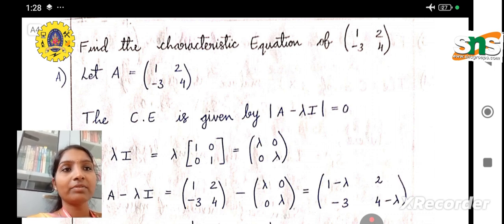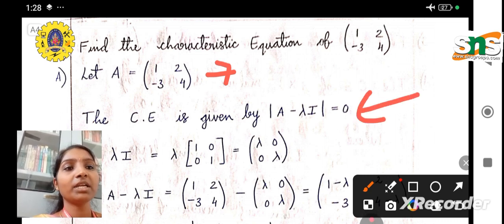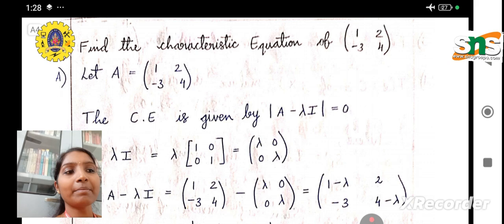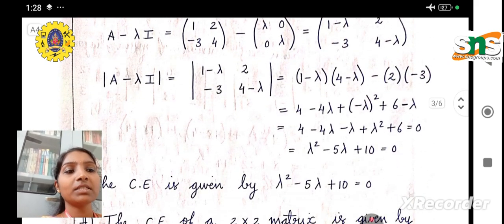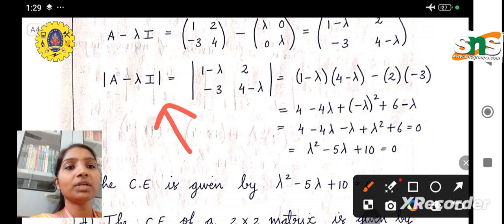To find the characteristic equation of the given matrix 1, 2, minus 3 and 4, we will just fix the given matrix to be A. A is equal to 1, 2, minus 3 and 4. The characteristic equation is given by determinant of A minus lambda I is equal to 0. In the first step, we will be finding the lambda into I. The second step, we will be finding A minus lambda into I. In the third step, we will be finding determinant of A minus lambda I is equal to this thing.